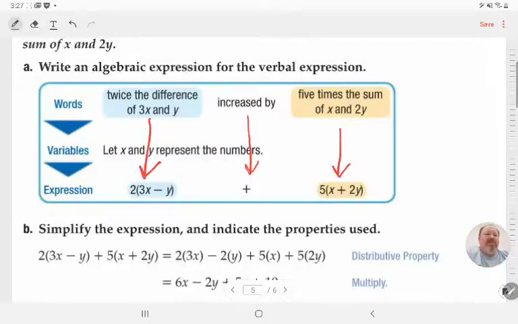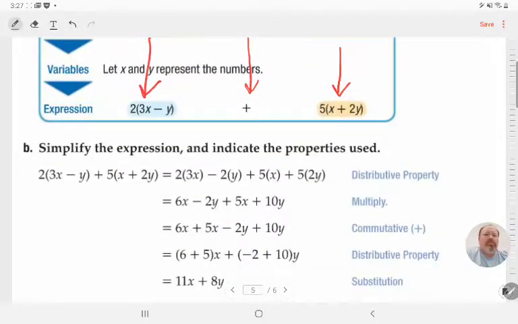Because sum means an addition problem, or the answer of an addition problem from x and 2y, and it's 5 times that. And then on the first one, it is a difference, so that's a subtraction problem between 3x and y, and it's twice that, so it's multiplied by 2, okay? So then I can use the distributive property.